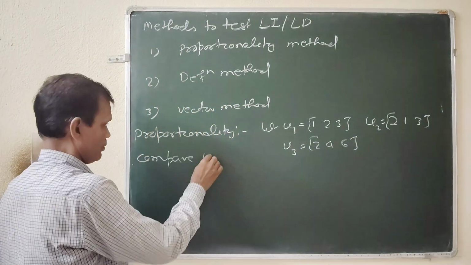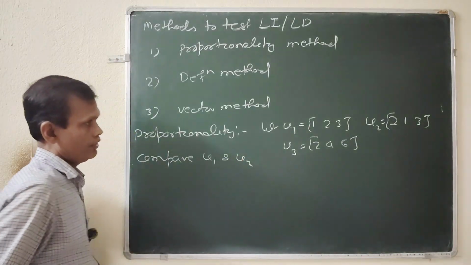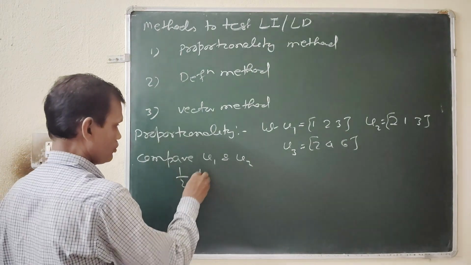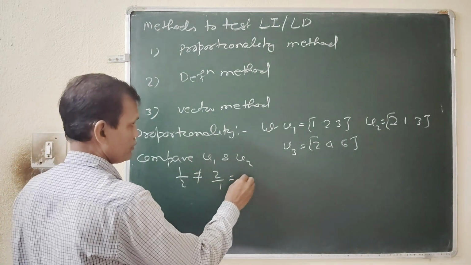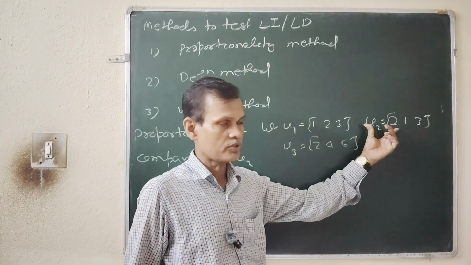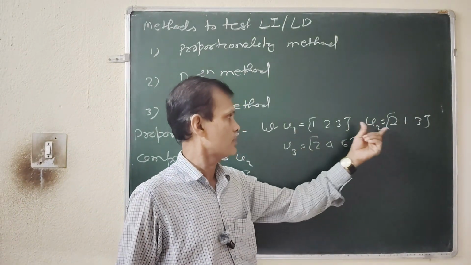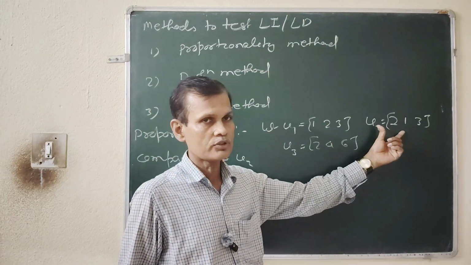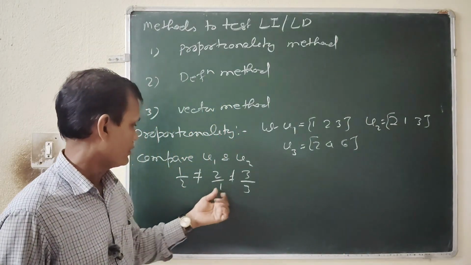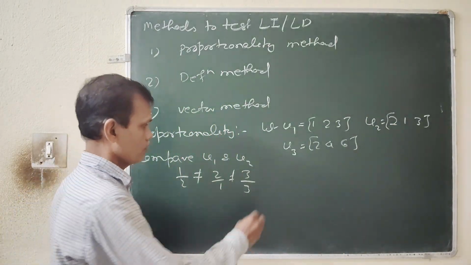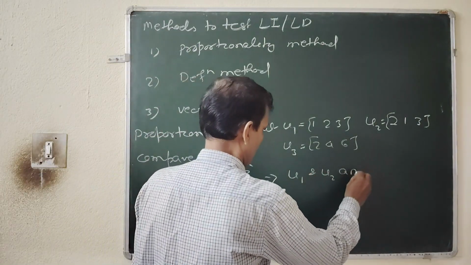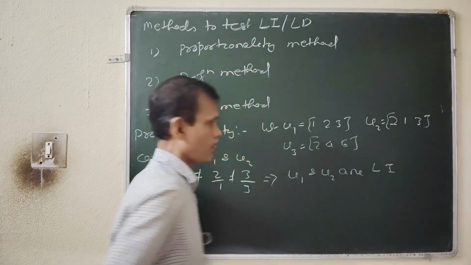Compare v1 and v2. If you look at its components, 1 by 2 is not equal to 2 by 1 is not equal to 3 by 3. Its corresponding component ratios are not the same. This is 1 by 2, the first component. The second component is 2 by 1, which is not equal to the first ratio. And 3 by 3 is also not equal to the first and second. So this implies v1 and v2 are linearly independent.